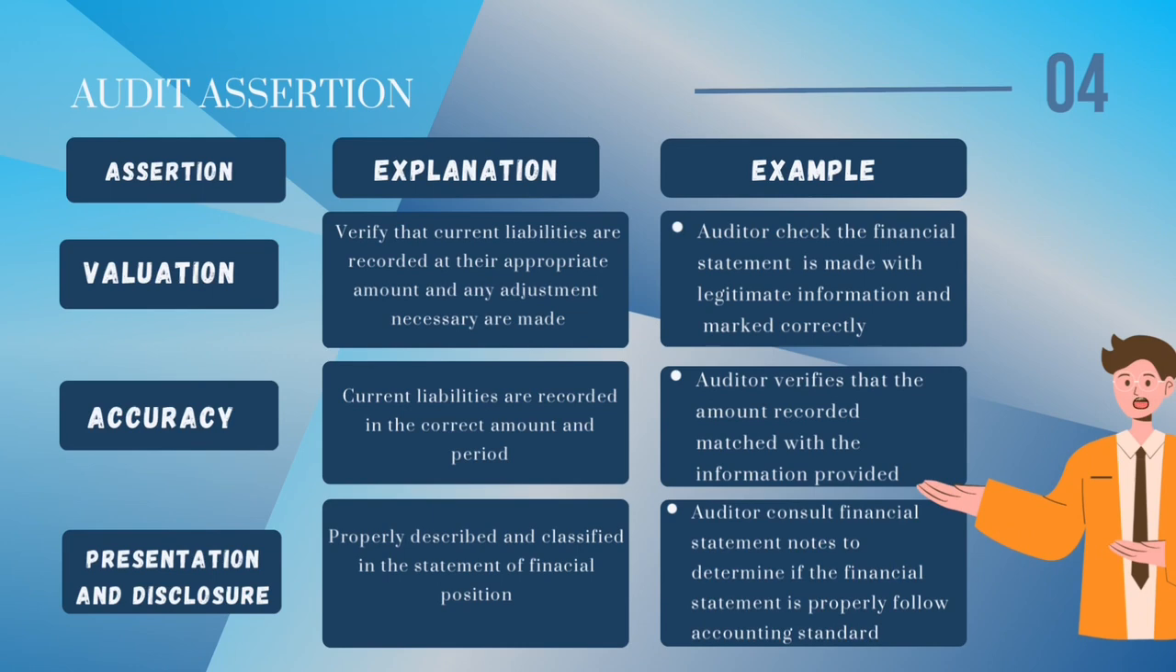provided. The last audit assertion is presentation and disclosure. The explanation is that the presentation is properly described and classified in the statement of financial position. For example, the auditor consults the financial statement notes to determine if the financial statement is properly following the accounting standard that is set.